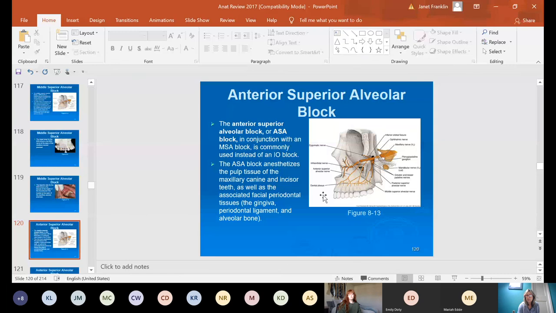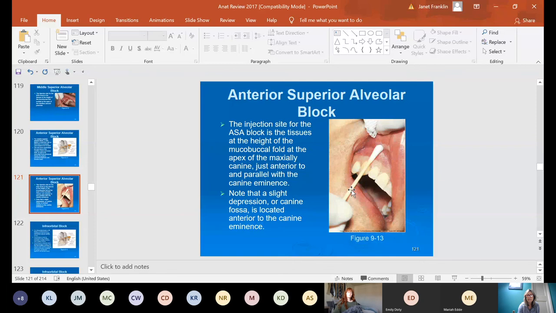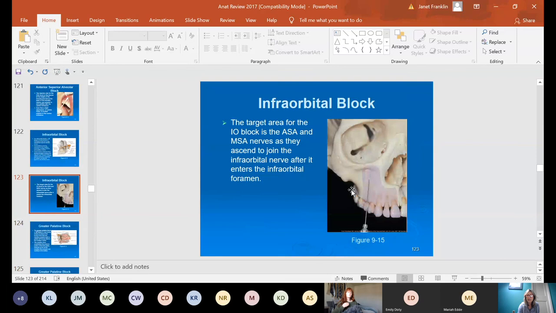We do the MSA, which you're going to enter right about here to catch the MSA, and then the ASA, and then we're going to go right up here at the apex of the second premolar to get the MSA. Does that make sense? And that's just a picture of how you're going to do that one. I'm not going to go into how to do the infraorbital block though, where they're going in with that really deep needle.